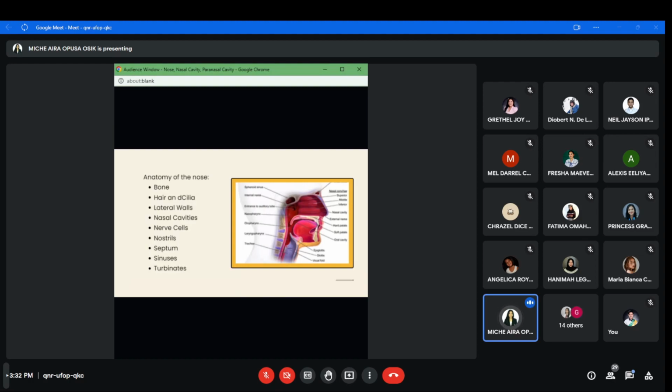The nasal cavities. Your nose has two nasal cavities, hollow spaces where air flows in and out, and they are lined with mucous membranes. The nerve cells. These cells communicate with your brain to provide a sense of smell. Next is the nostrils or nares. These are the openings to the nasal cavities that are on the face.